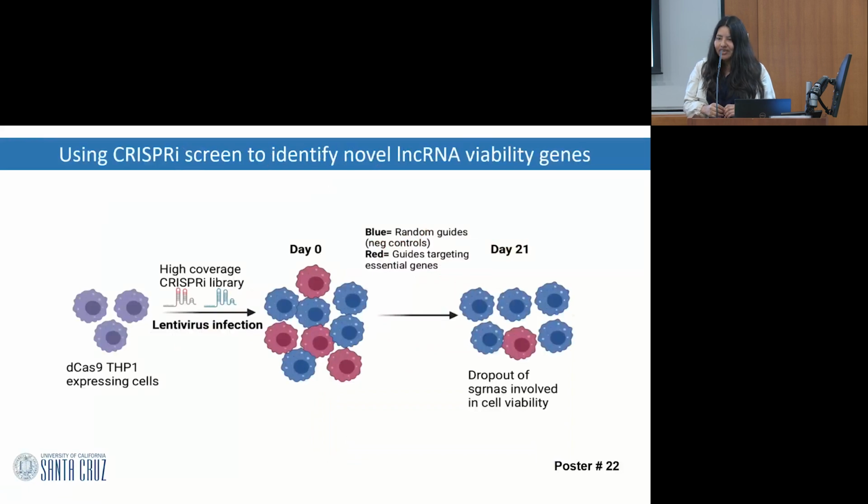And just to give you a quick overview, this is what we did for our screen. We have the Cas9 THP-1 expressing cells. We have a high coverage CRISPR library that encompasses all the human non-coding RNA genes that we know of. Then we collect samples at day 0 and day 21, and we send the samples for sequencing.